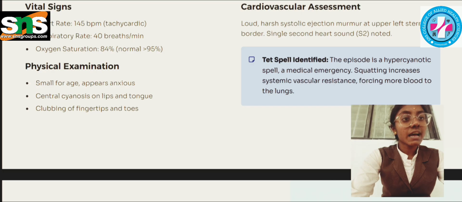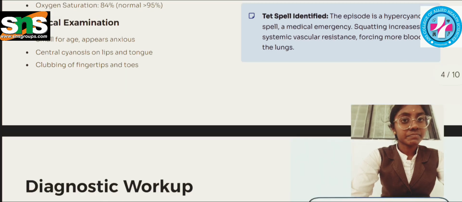The episode is a hypercyanotic spell, a medical emergency. Squatting increases systemic vascular resistance, forcing more blood to the lungs.